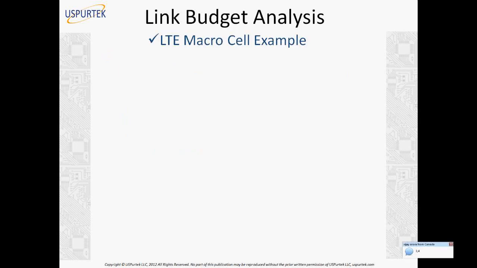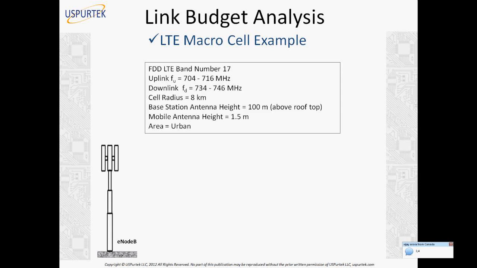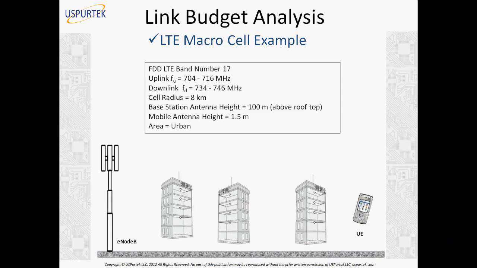Now let's go to some real examples. Let's take the example of this LTE macro cell. LTE is the 4G wireless broadband technology that is currently being deployed in many countries. We consider here band number 17, where the uplink frequency is between 704 and 716 megahertz. Downlink frequency is 734 to 746 megahertz. The cell radius we are considering here is 8 kilometers. It's a macro cell, a bigger cell. Base station antenna height is 100 meters. Mobile antenna height is 1.5 meters, and the area is urban.